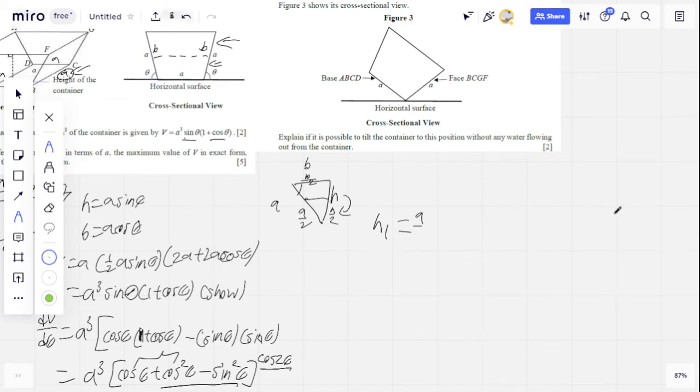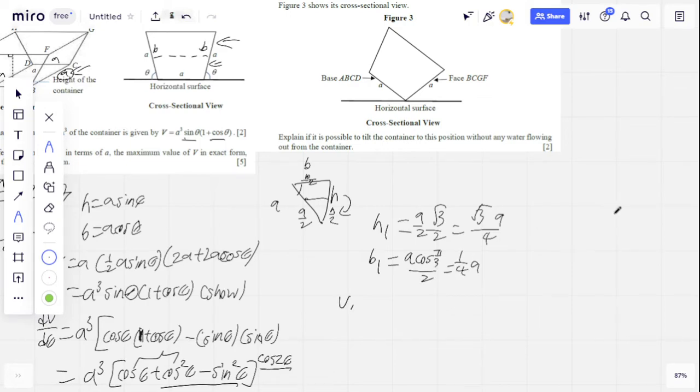your a over 2 times your sine theta, which is sine pi over 3. So a over 2 sine pi over 3, we know that is root 3 over 2. This is simply root 3 a over 4. Your new b, let's call it b1, is simply a cosine pi over 3 over 2, which is 1/4 a.